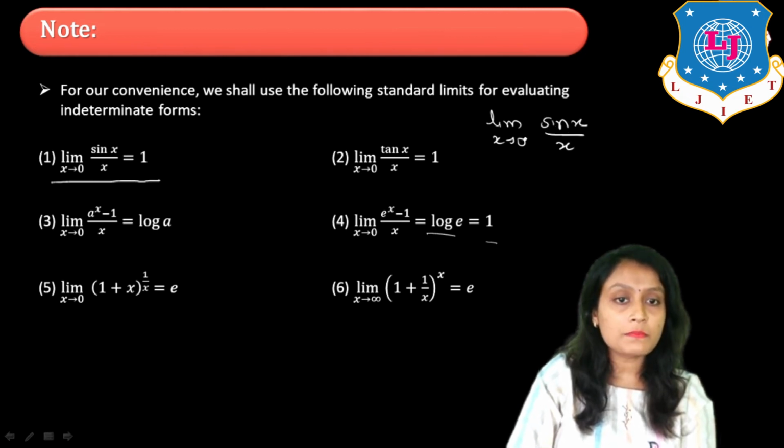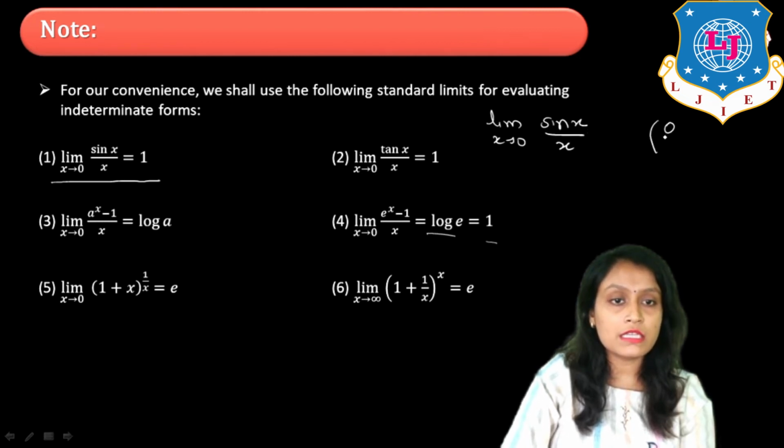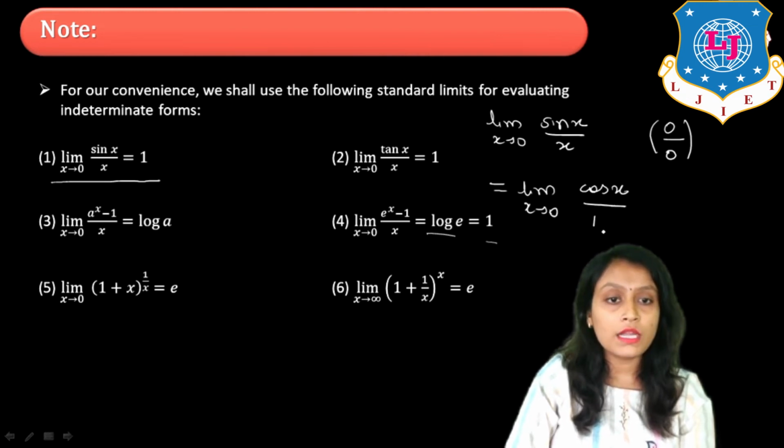Okay, so if you substitute x is equal to 0 here, you will get sin 0, that is 0, and in the denominator if you substitute 0, you will have 0. So we have the form 0 by 0. So we will apply L'Hospital's rule. In L'Hospital's rule, we have to take the derivative of numerator and denominator separately. Okay, so the derivative of sin x is cos x and the derivative of x is 1, right?